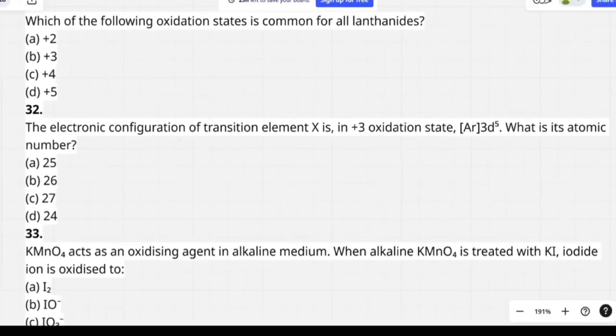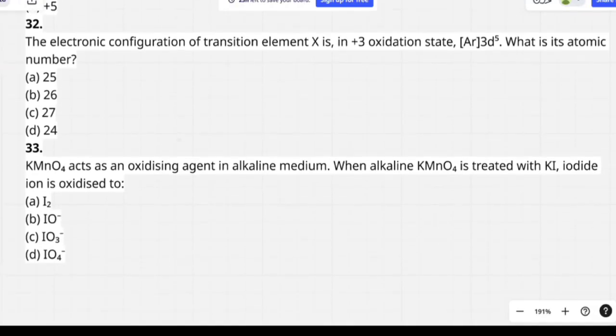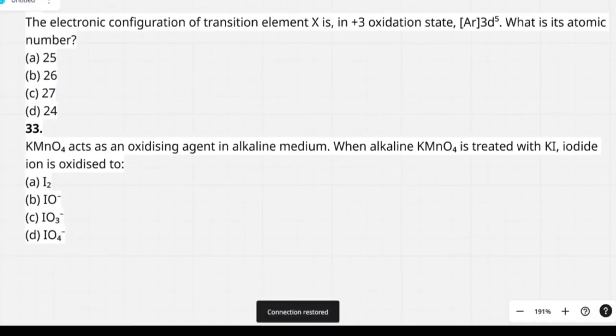Which of the following oxidation states is common for all lanthanoids? Already we know that all lanthanoids exhibit the common oxidation state +3. Option 3 is correct. Next, I move to question number 32. The electronic configuration of transition element X in +3 oxidation state is [inert gas] 3d5.